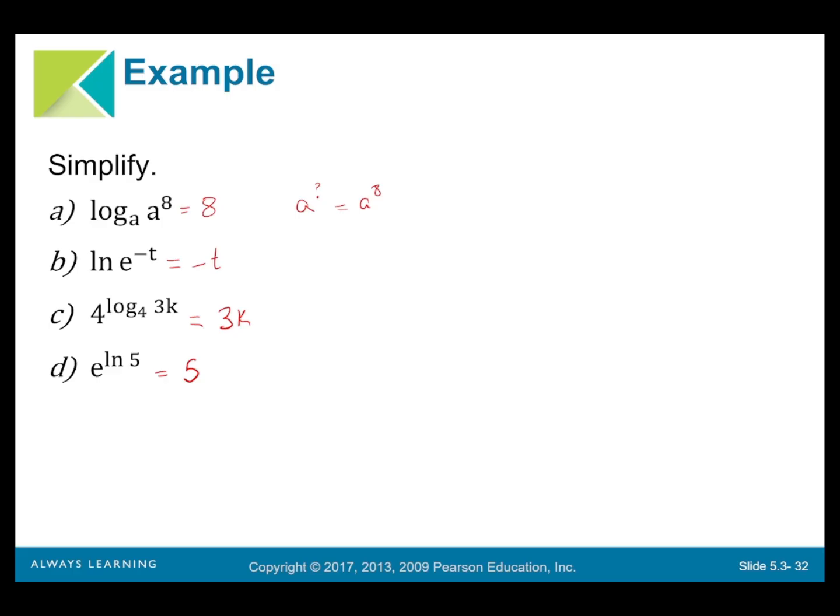So these are true inverses. Essentially, if you see that your bases match, so in the first one we had a as our base, in the second one we have e as our base, in the third one we have 4 as our base, and in the last one we have e again as our base, when that happens, you know you can just take whatever's in the parentheses or in the exponent. So in the first case, we just took the 8. In the second, we took the negative t. In the third, we took the 3k. And in the fourth, we took the 5. That's what happens in general with these.